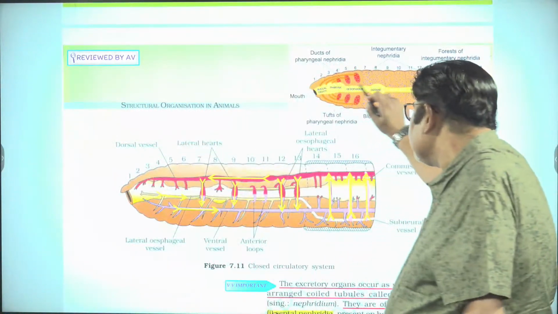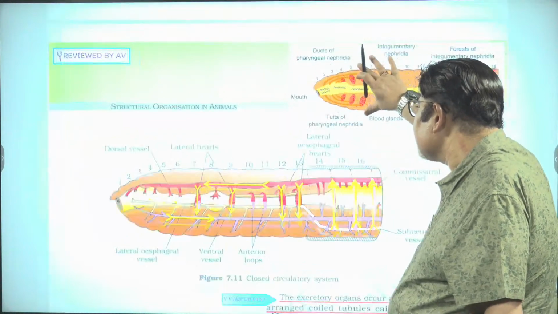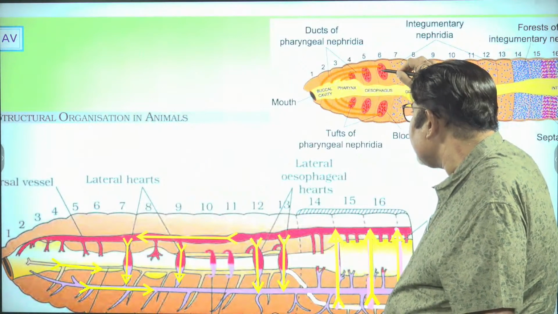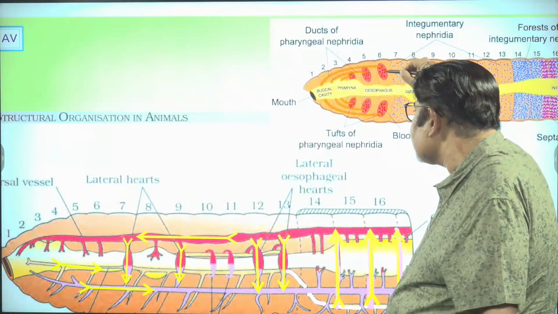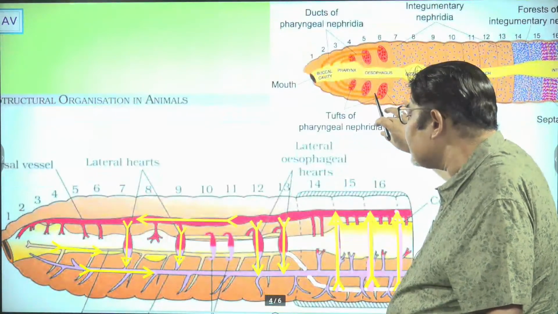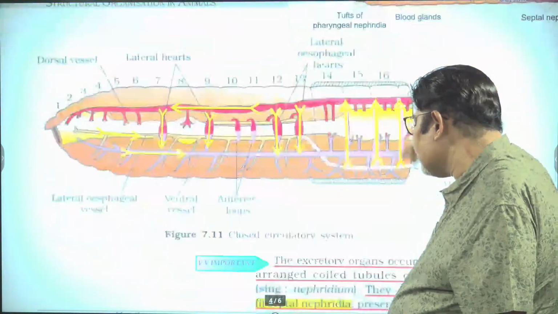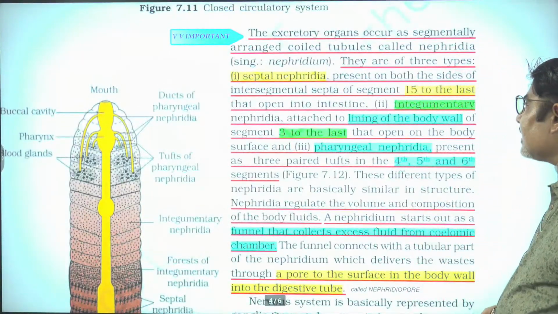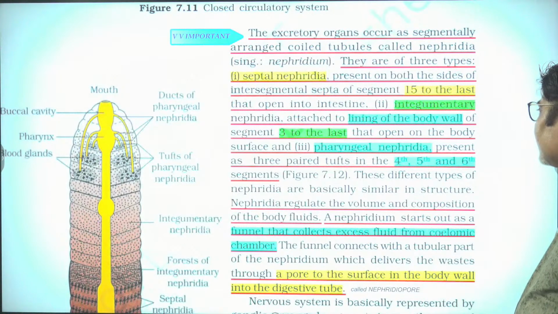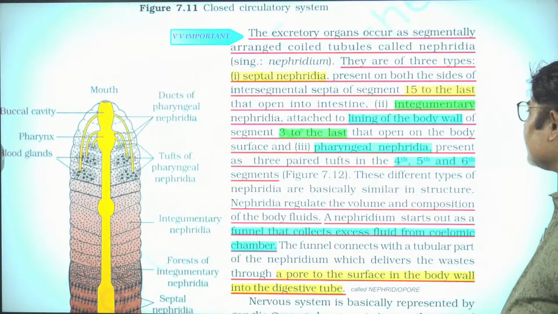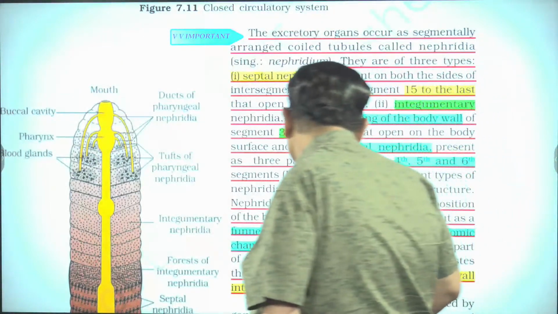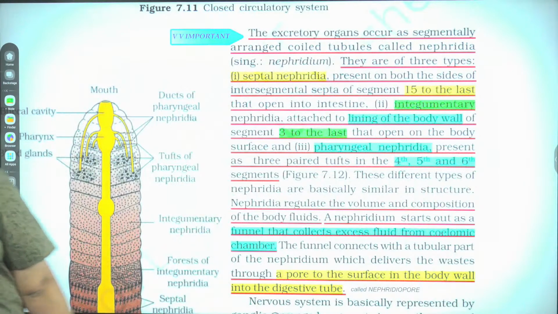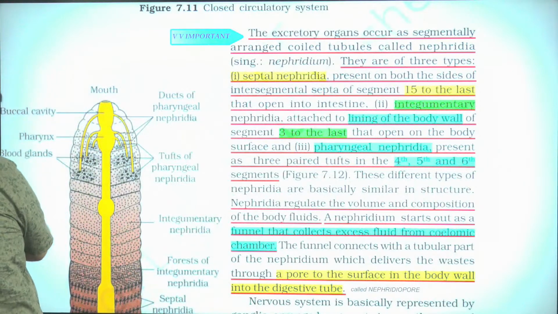You can see the blood glands here. Blood glands are mixed with these pharyngeal nephridia. The nephridia are not red here, but because blood glands also produce hemoglobin, it appears red in color. The excretory organ occurs as segmentally arranged coiled tubules called nephridia. There are three types: septal, integumentary, and pharyngeal.